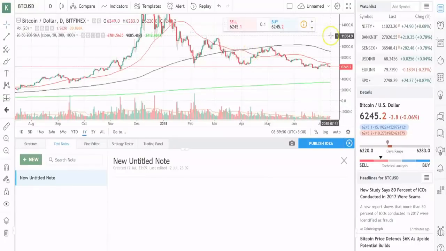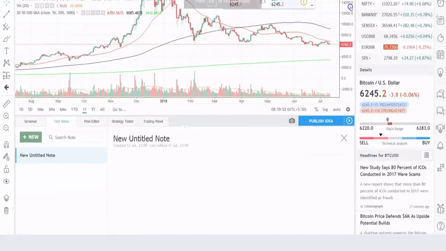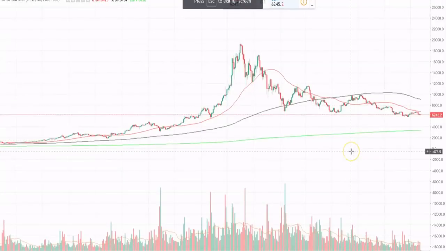So let us make this full screen and go into this. Let's start with a death cross. Right here in red is the 50-day moving average. Right over here in purple or blue is the 200-day moving average.